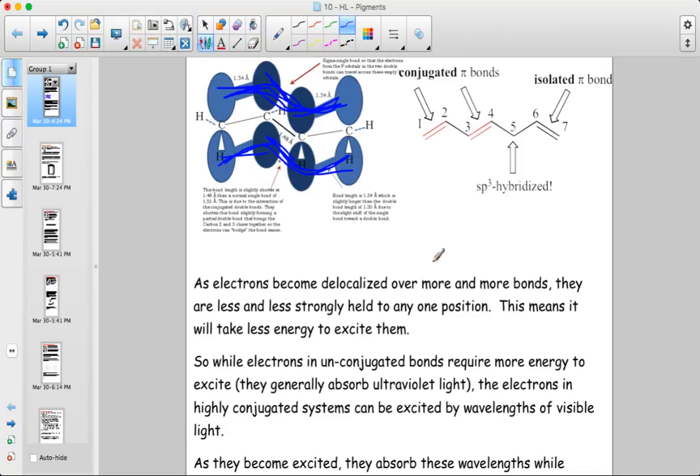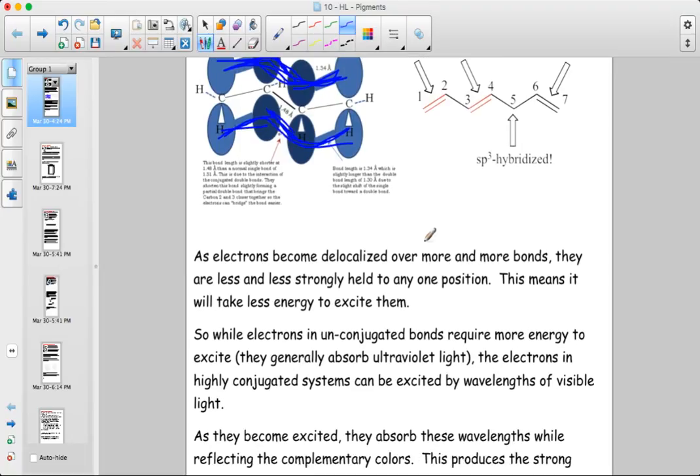So if they're held down in one position, then it takes a lot of energy to excite them, and they will only absorb high enough amounts of energy, often which are in the ultraviolet spectrum. But if you can delocalize them and they take less energy to excite, then the type of energy they absorb will actually be in the visible spectrum.